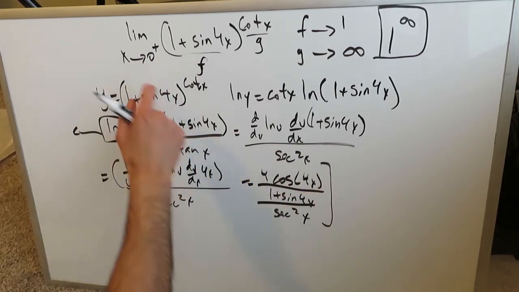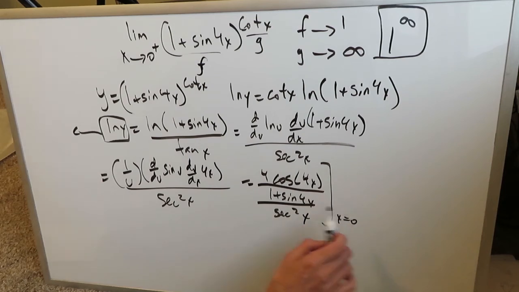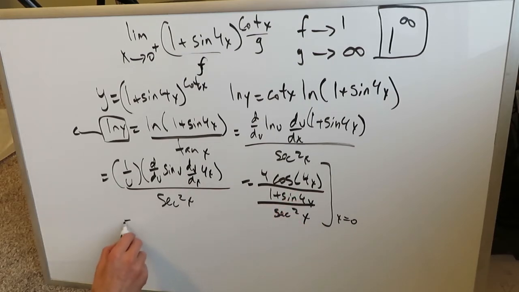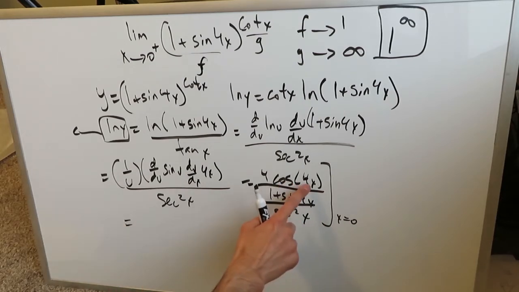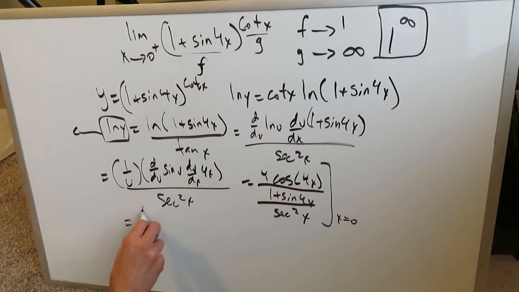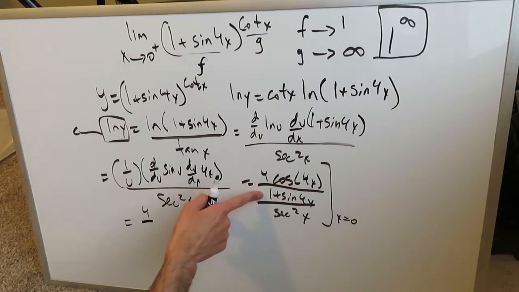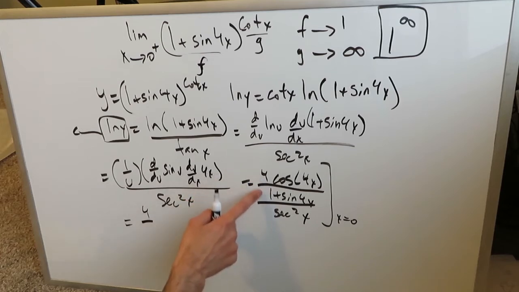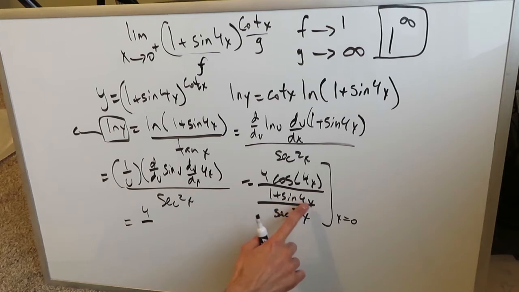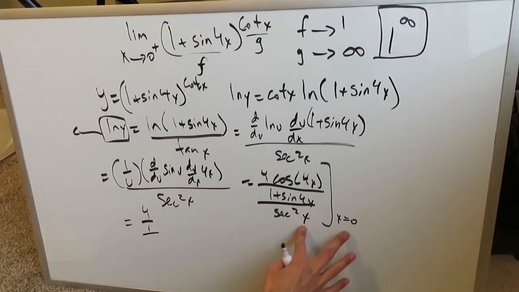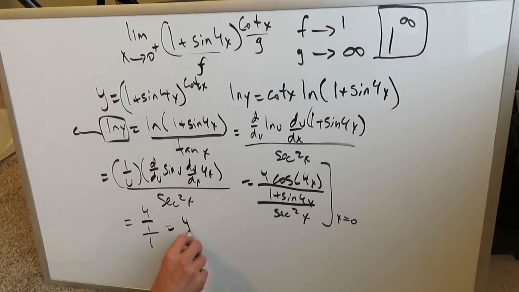For all of this, we can plug in x equals 0. What happens if we actually plug in 0? Because we've done the derivative, we can put a 0 in all of these places of x and see what we end up with. In the numerator, we have cosine of 0, which is a 1, so we get a 4 in the numerator. In the denominator of this top item, 1 plus sine 4x is really 1 plus 0, because sine of 0 is 0, so we get a 1. Secant squared x, with x being 0, gives a 1. So you're basically getting a 4.